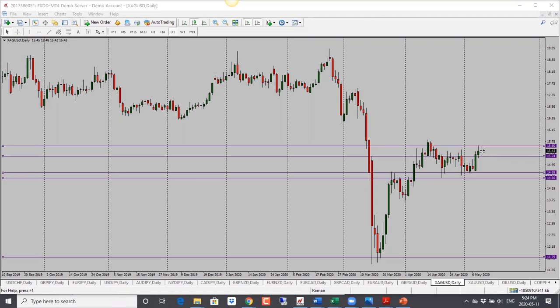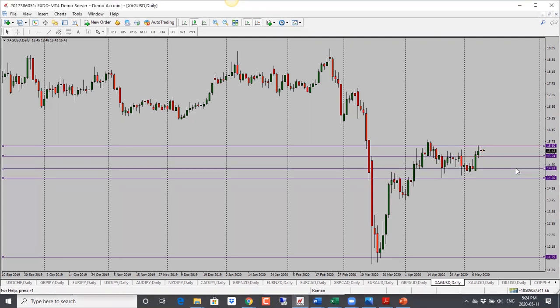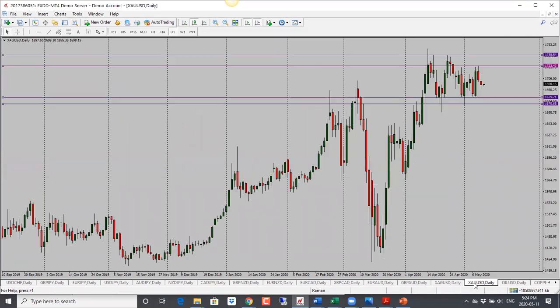So for now, bias is neutral, and I would be looking for a bit of a drop here. 15.20 is the first target, and then second target here is 15. So neutral bias here for silver.